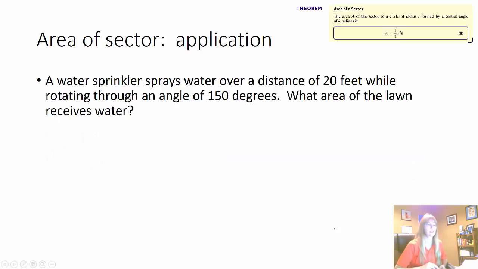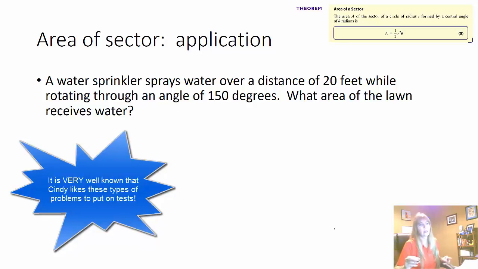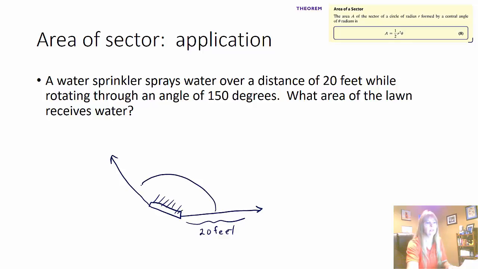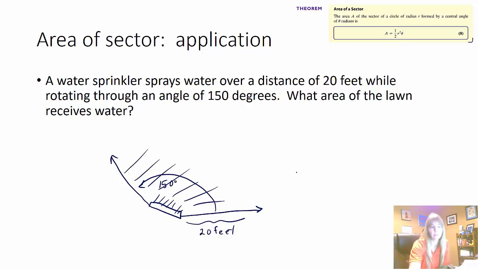So you typically see problems like this: a water sprinkler sprays water over a distance of 20 feet. So I have this lovely little sprinkler here, sprinkling water. Be sure and do sound effects when you do math, it helps. And it's spreading out here a distance of 20 feet, while rotating through an angle of 150 degrees. So I don't know, that's probably about 150 degrees. So there's my angle. Now what I want to know is what is the area of the lawn that's receiving water based on this information.